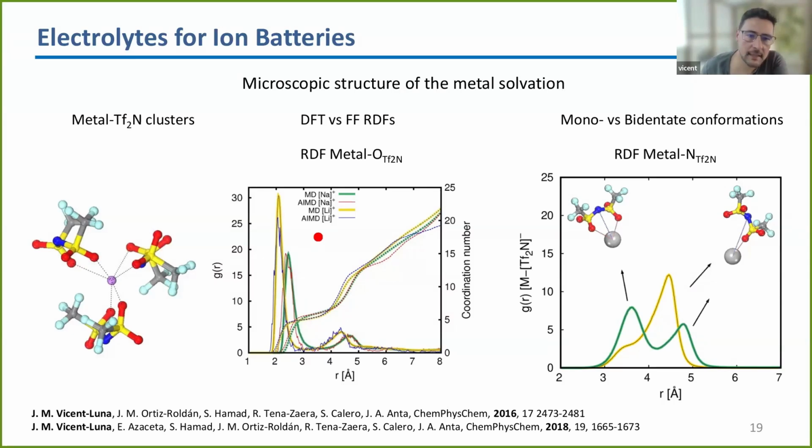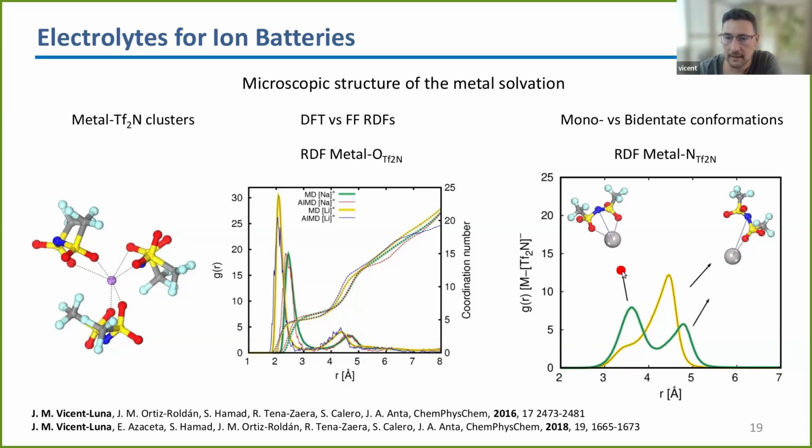So in a deeper look here, what we see is the radial distribution function between the metal and the oxygen atoms of the solvating ion. Here, on the other side, we have the radial distribution function between the metal and the central nitrogen of the anion. So we get a different behavior of the radial distribution function. We were able to discriminate two different contributions, with the peak at lower radius responsible for this conformation, which is called bidentate conformation.